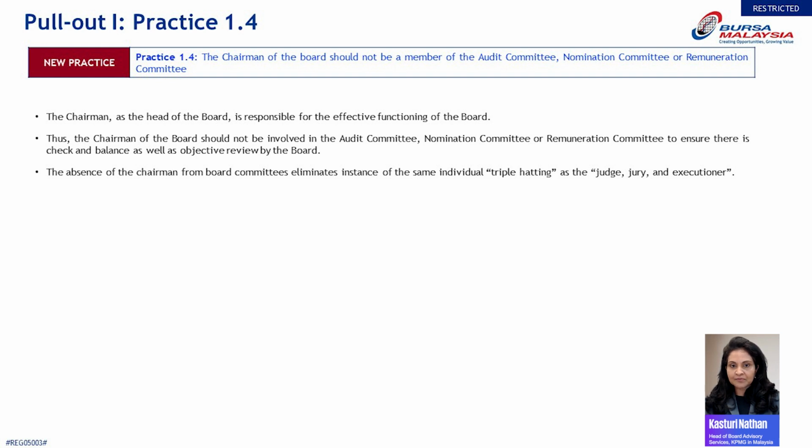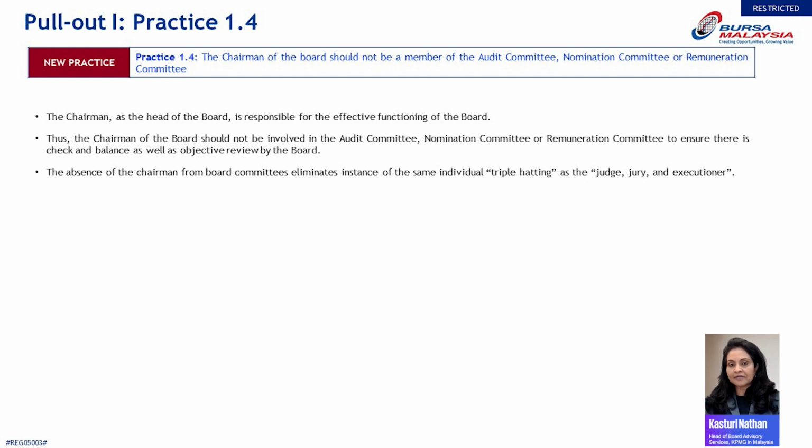This is because the absence of the chairman from board committees eliminates instances of the same individual triple hatting as the judge, jury, and executioner. On that note, a form over substance view would suggest that the same position should be extended across any other board committees instituted by the company. For example, Risk Committee, Investment Committee, and Tender Committee.